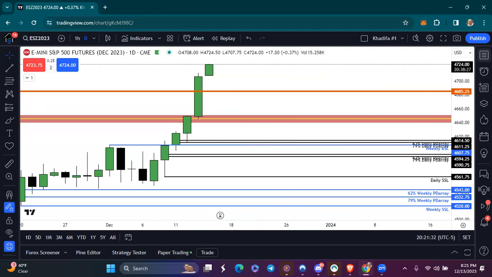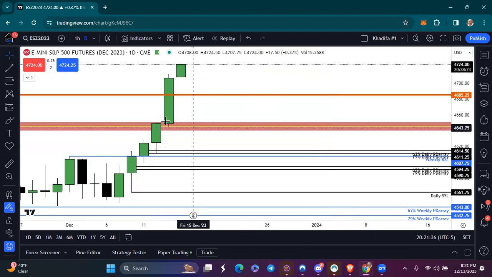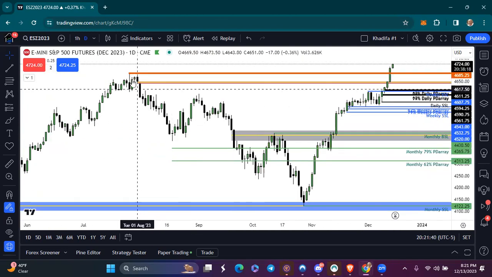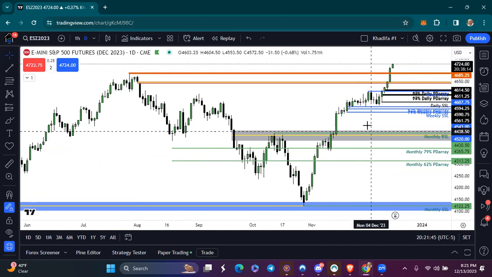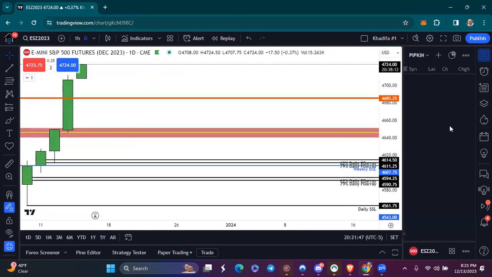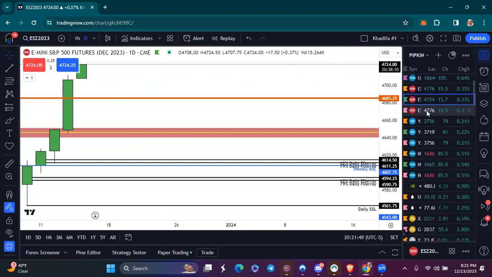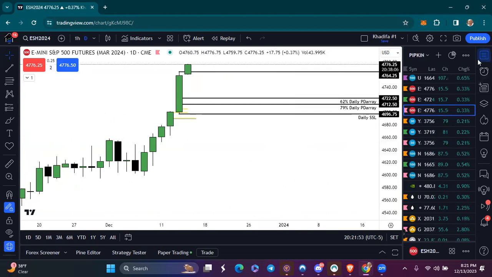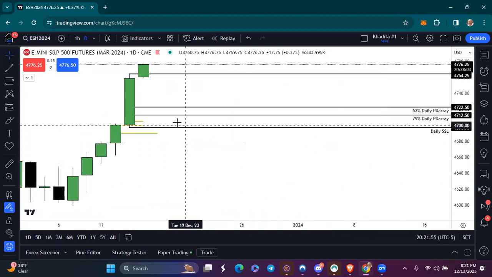So I'll take you to the current contract. I just wanted to take you back to the December contract so you can see that our objective did get hit, ran through, and closed above. So, looking at the March contract, which we're trading now, right?